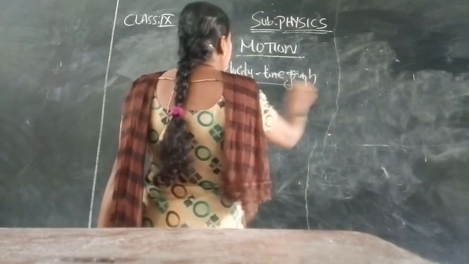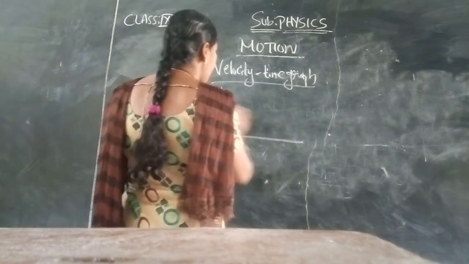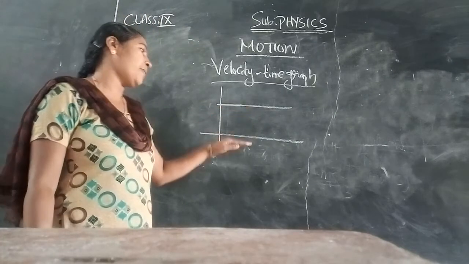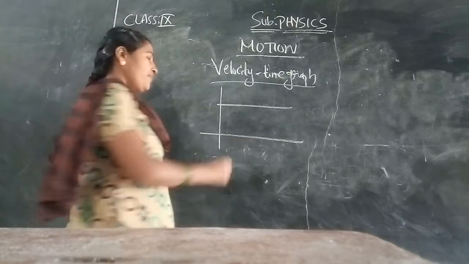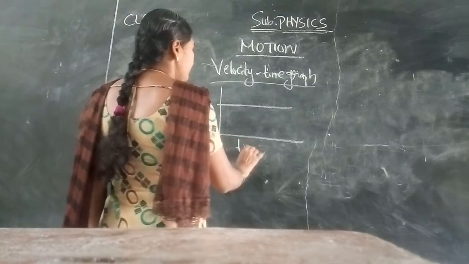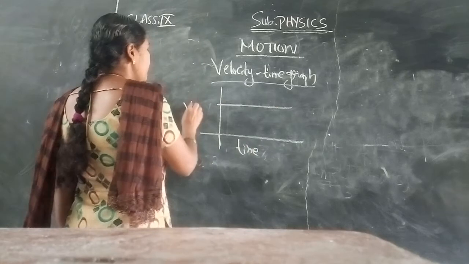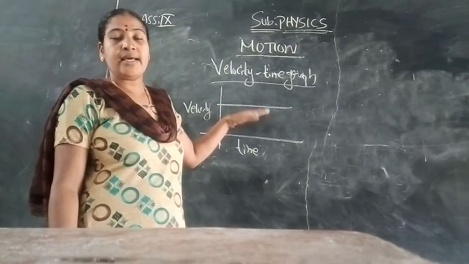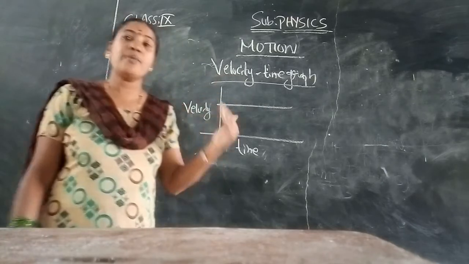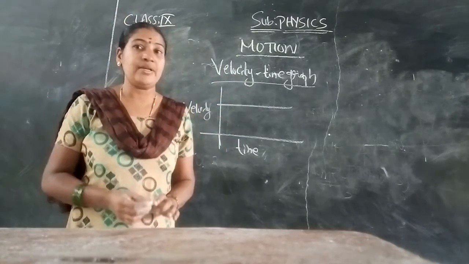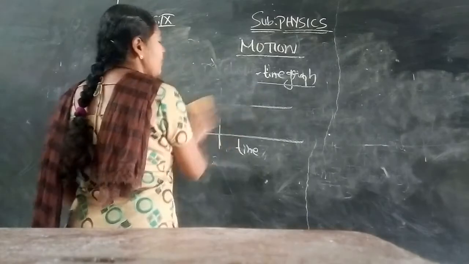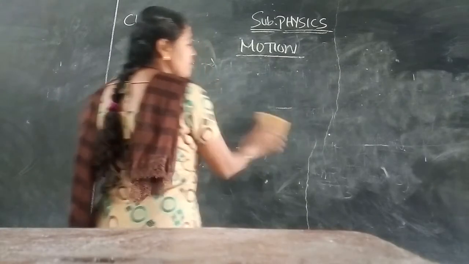When the object is maintaining constant velocity, that graph is exactly parallel to the time axis. For example, here velocity, here time, if we are considering this velocity time graph, that is a constant velocity. Like that, uniform velocity, non-uniform velocity. Then the next topic, acceleration, we have also learned now.